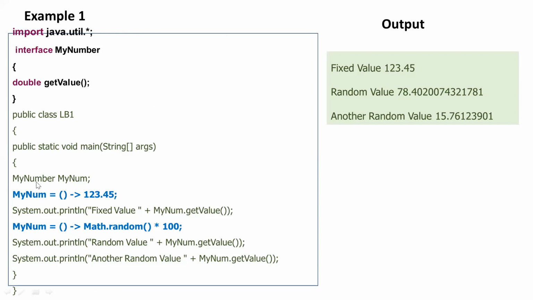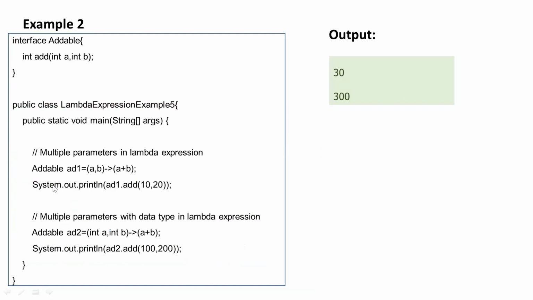What you declare as the object should be your interface name. This can either be given as MyNumber with parenthesis arrow mark here itself, or as MyNumber equal to parenthesis arrow mark. Then System.out.println with a fixed value. You access this object with myNumber.getValue. If it is random, random values will be printed. System.out.println myNumber.getValue, then another random value, myNumber.getValue.